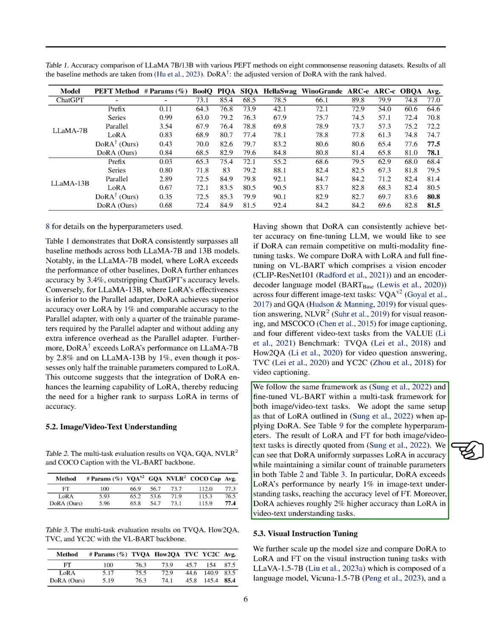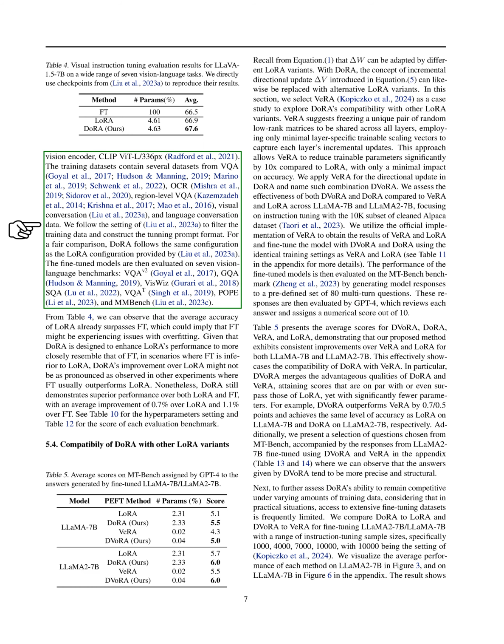The training data we use comes from a variety of sources, including visual question answering, VQA, optical character recognition, OCR, region-level VQA, visual conversation, and language conversation datasets. We adopt a specific approach to filter the training data and format the tuning prompts. For a fair comparison, we ensure that DoRA follows the same setup as the LoRA configuration. We then evaluate the fine-tuned models across 7 vision language benchmarks, including VQA version 2, GQA, VisWiz, SQA, VQA Text, POPE, and MMBench.